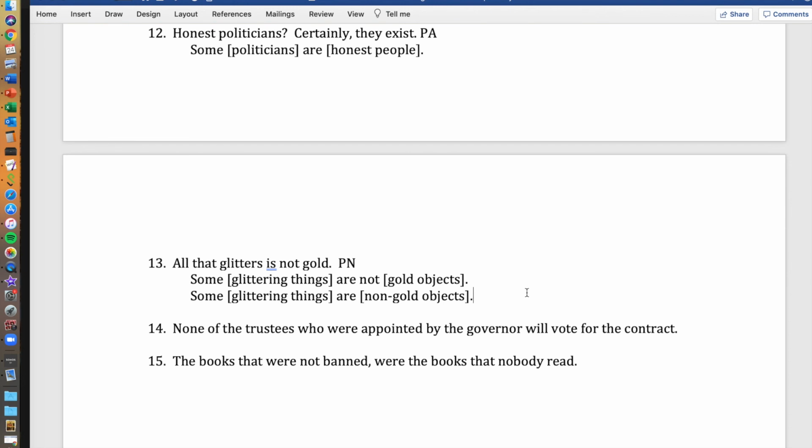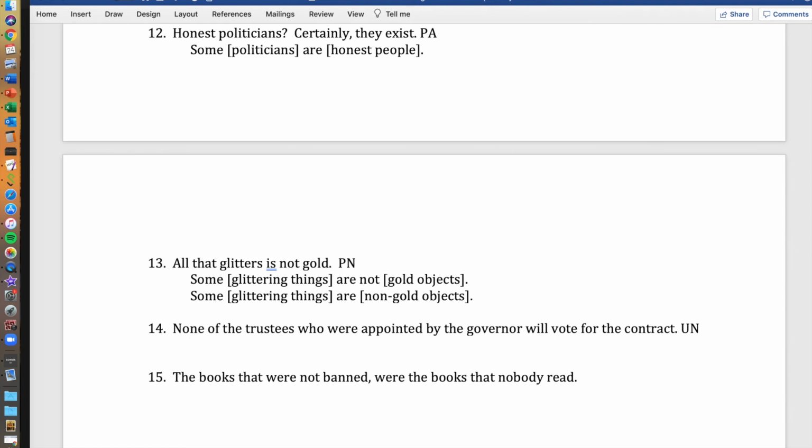Number 14, none of the trustees who were appointed by the governor will vote for the contract. So there's a good clue here, none, right? None tells us this is going to be a universal negative statement. And then we just simply have to figure out what are the subject term and the predicate term. So we have no, and then the subject term is trustees, but not just any trustees, trustees appointed by the governor, right? That is all the subject term.